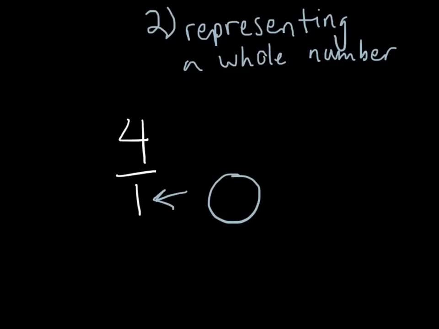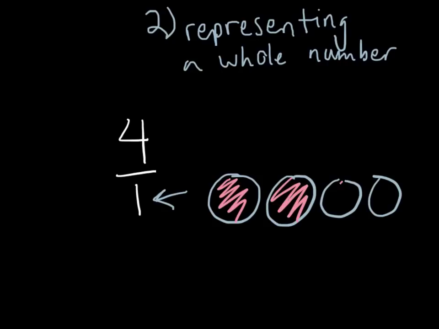Our numerator still tells us how many pieces we need to fill, in this case 4. As you can see, we don't have enough sets, so we need to add 3 more. So we are able to fill in 4 of these sets. Each set represents 1, so 1 plus 1 plus 1 plus 1 equals 4, and that gives us our whole number.